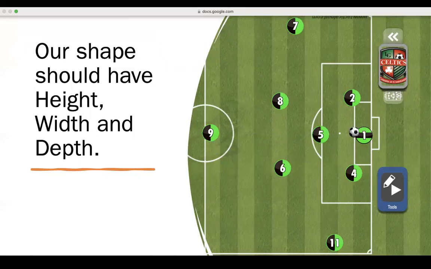These are just positional numbers, you don't need to memorize them, but what you can see is we're trying to have that balance where we have angles. You'll see a lot of triangles, and you'll see that a little bit more in depth in a little bit.